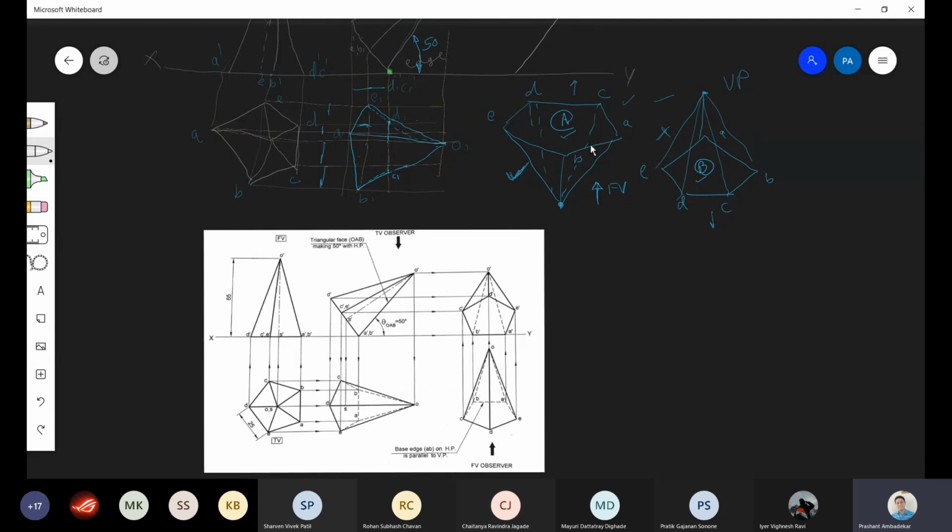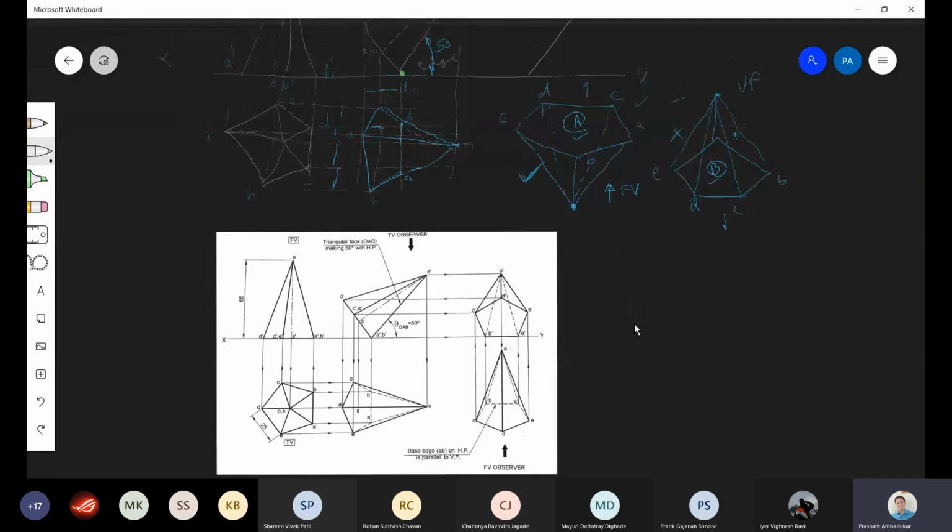So I have shown you two solutions here, A and B. Someone asked me which one is correct, A and B. In this case they have drawn B. If you draw A also, then that is also correct. Both are correct because it is not mentioned whether this apex should be towards the VP or whatever, as we discussed in the morning. Clear? Any doubt to anyone?